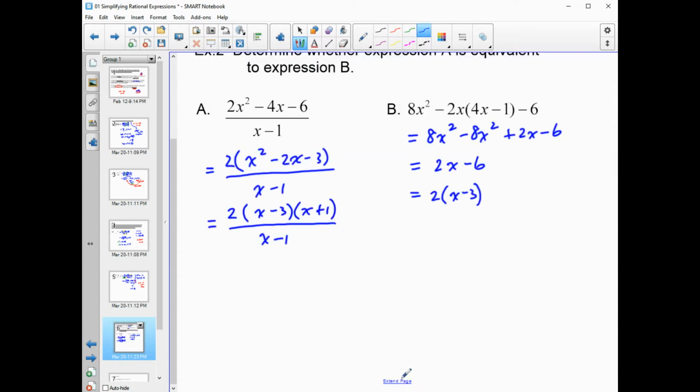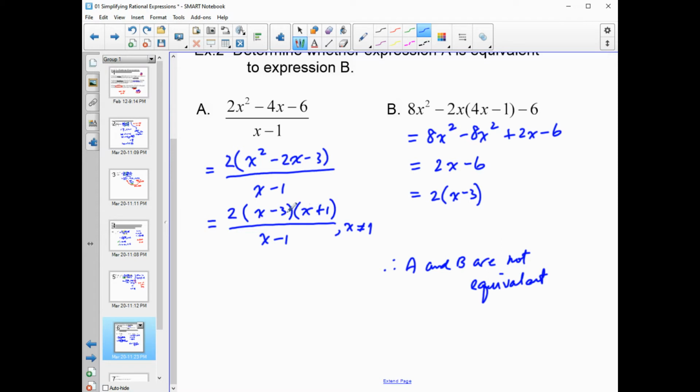So that being the case, we take a look at these, we recognize that these are not equivalent. So I don't even need to worry about the restriction, but I'll go ahead and write it beside it here, which is that x is not allowed to be 1. So therefore, A and B are not equivalent. And they're really not equivalent in any way, shape, or form.